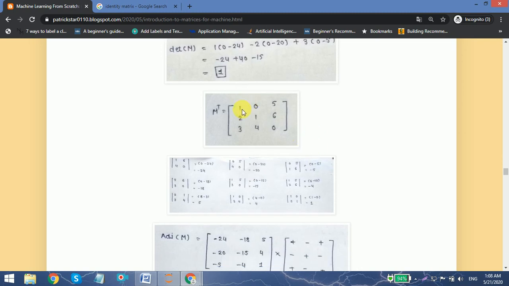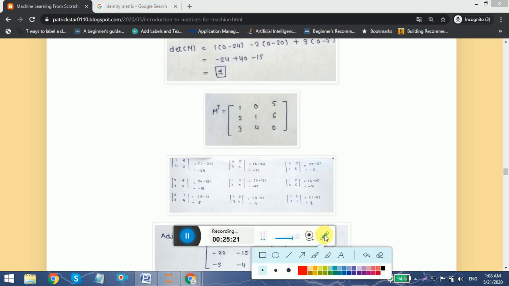Okay, so for the first element we are going to skip the first row and first column here, so it gives us the 1 6 and 4 0. And for the second element we are going to skip the second row. Sorry, let me grab a pen here so it will be easy for us to understand. Okay, so for the first element, we are going to find the element which is going to be here in our adjoint. So we are going to skip this row and this column, so we are left with this one, and you can easily calculate it.